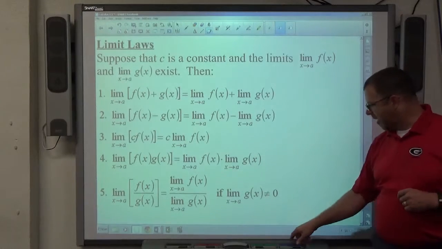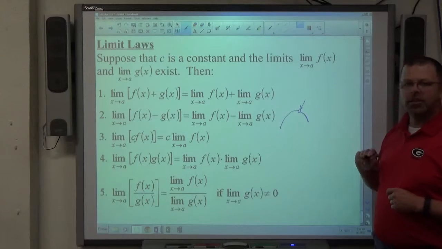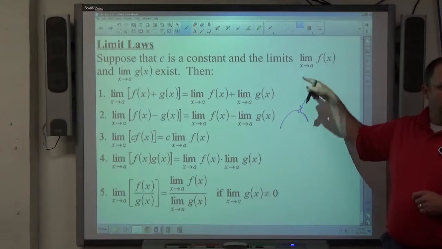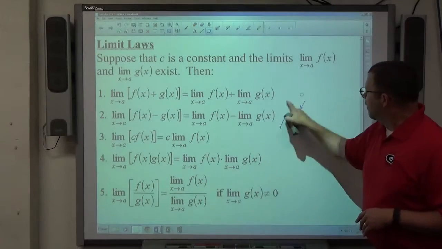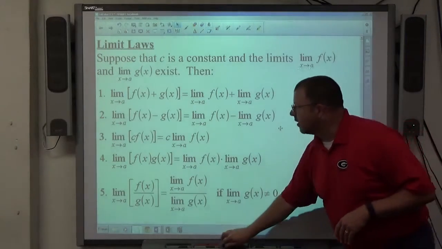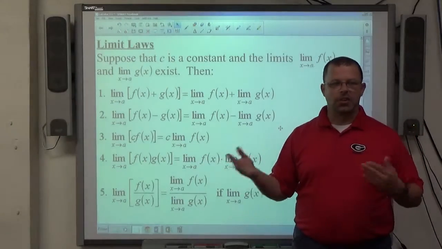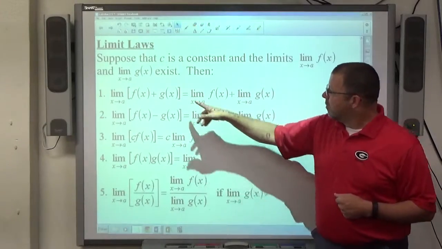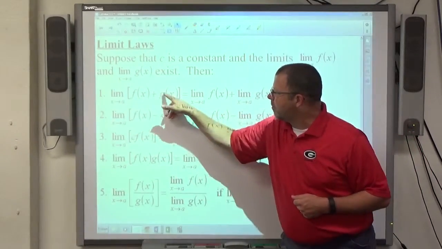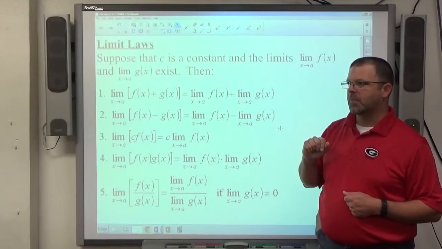So the graph might be something like this. Maybe it has a hole in it and continues on. That limit exists. So that's what f of x and g of x as x approaches a look like. All right. The first one and the second one basically are the same law because after algebra we realize addition and subtraction are basically the same thing. Subtraction is just addition of a negative number. But it's saying if you have the limit of a sum of functions, it's the same as the sum of the limits of the functions.